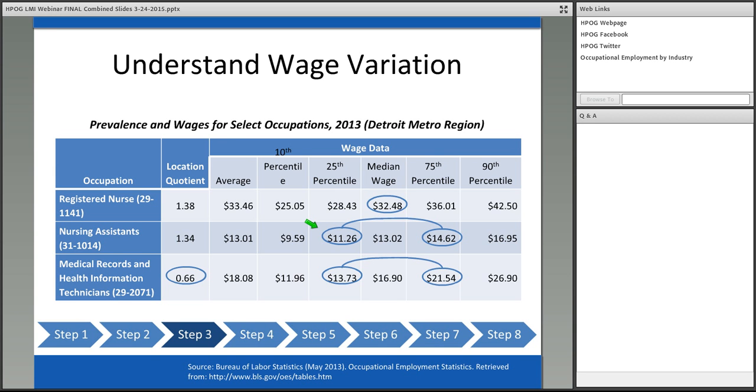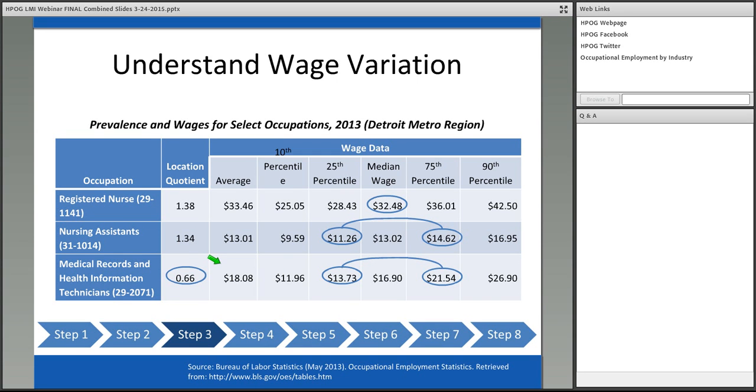For nursing assistants, one of the things that we see is that the range from the 25th percentile to the 75th percentile is just over $3, showing that there's fairly limited opportunity within this occupation to experience wage increases.